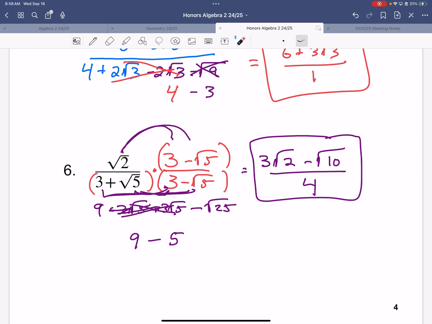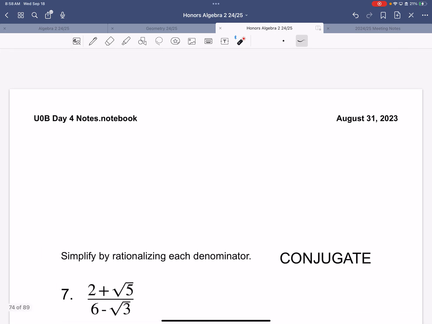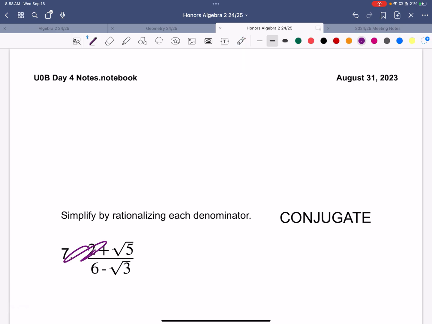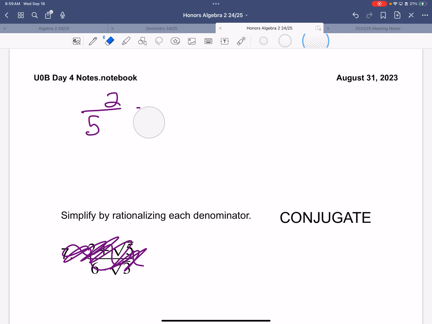Questions with that one? All right, don't write that one down. We're not going to do that type in here. So let's go with 2 over 5 plus radical 7.